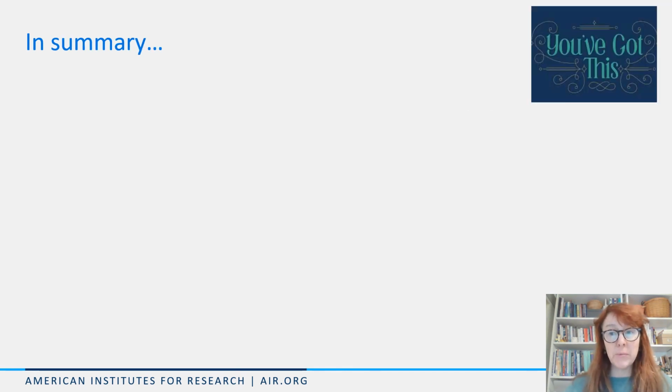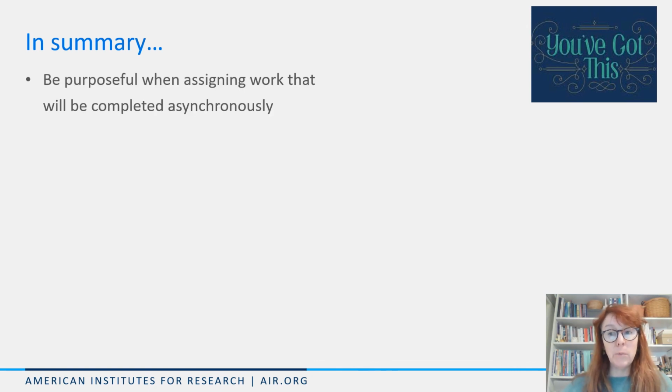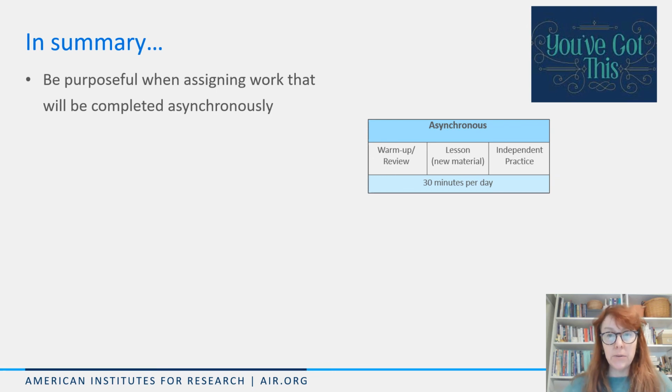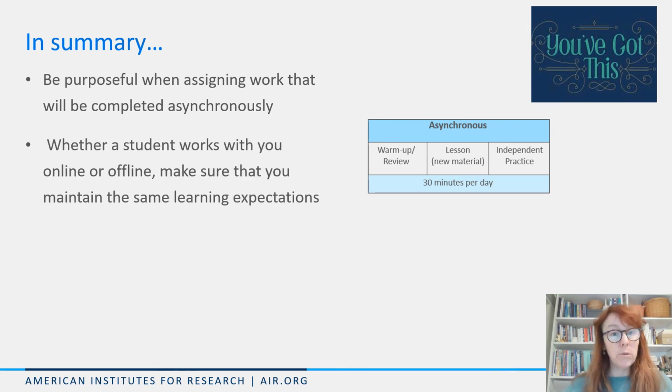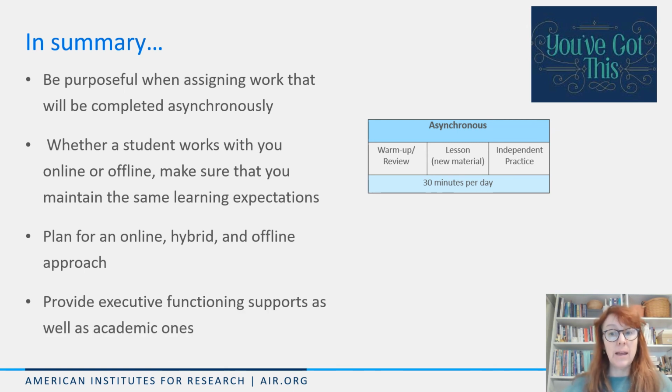So let's summarize what we've learned in this module. You want to be purposeful when assigning work that will be completed asynchronously, as students will have a limited amount of time to do the work. Whether a student works with you online or offline, make sure that you maintain the same learning expectations. Make a plan for an online, a hybrid, and an offline approach so that all of your students can access the mathematics. And make sure you provide executive functioning supports as well as academic ones.